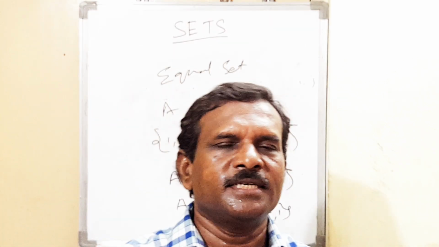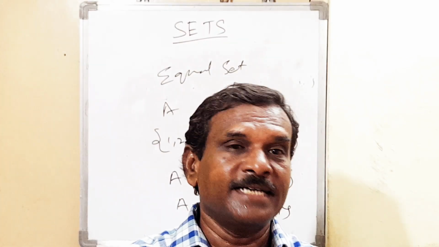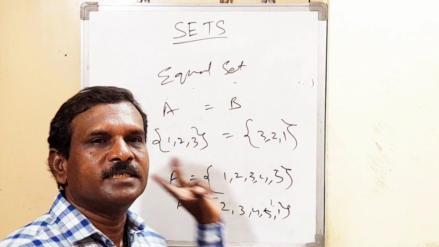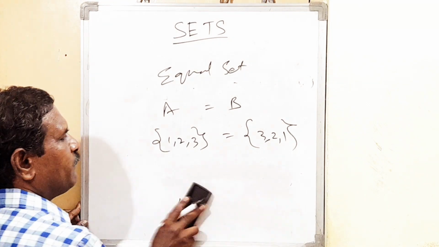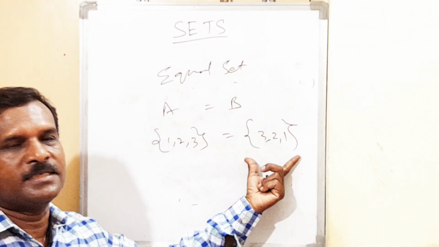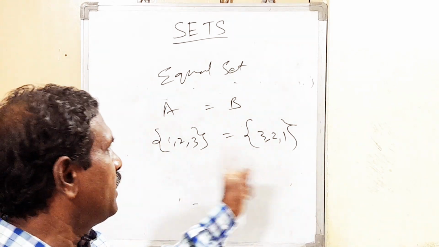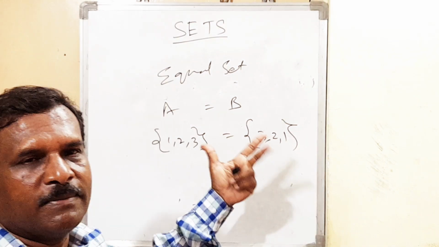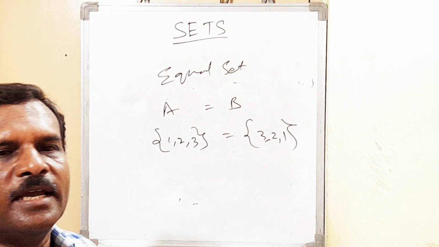In sets, order is not important. In ordered pairs, we take the order, but in sets, while writing the elements, order is not important. So here, equal sets means if two sets have the same number of elements and the same elements, then we can say these two are equal sets. They can be in any order. They are equal sets.